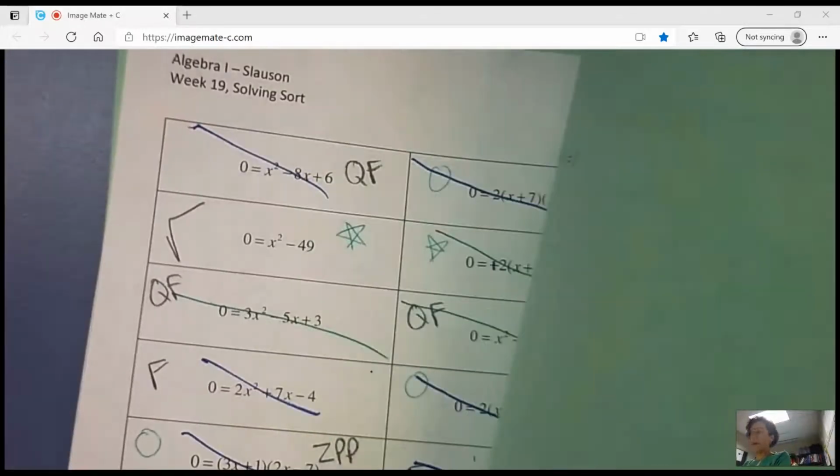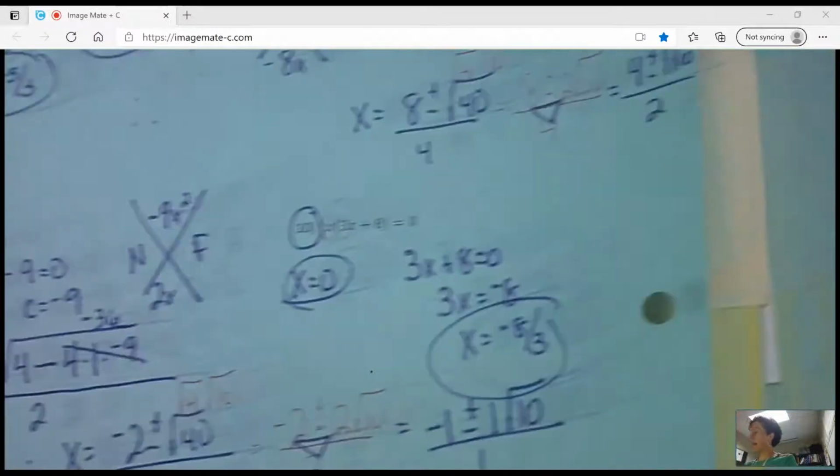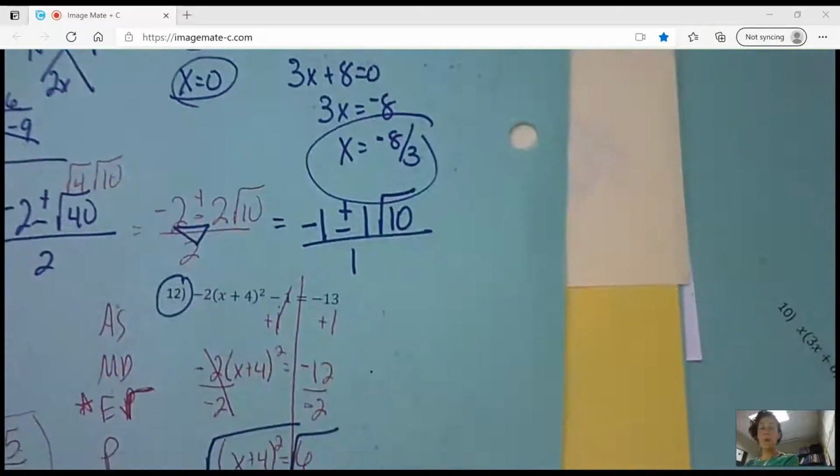Alright everyone, so that first video got a little bit cut off and I didn't realize that, so I'm just going to wrap up this last problem that was happening in the first video on problem 12.